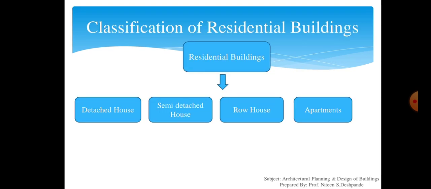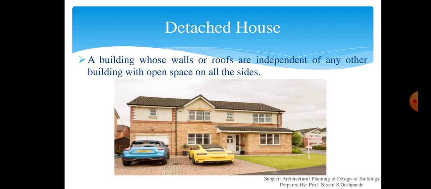Now we'll see the classification of residential buildings. The residential buildings are mainly divided into four categories. First is the detached house, for example, a residential bungalow. Second is the semi-detached house, meaning a twin detached house or twin bungalows. Third is the row houses, and fourth is the apartments. Now we'll go one by one.